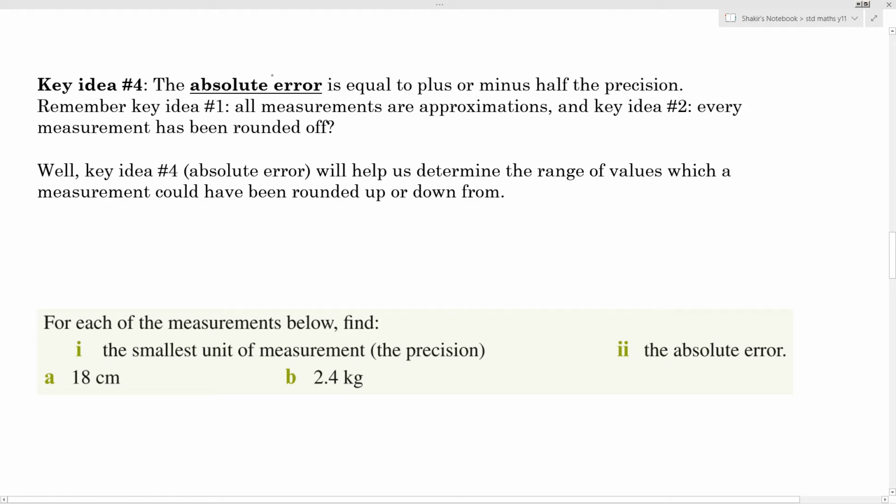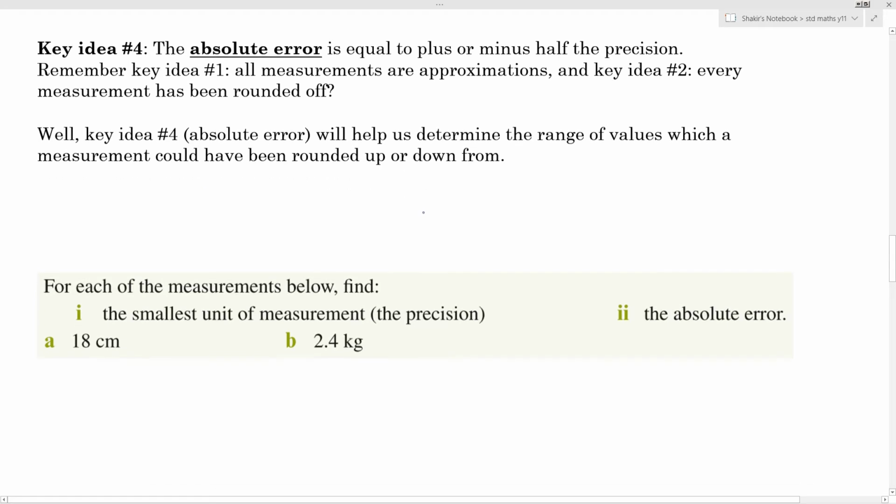So this absolute error will help us determine the range of values which a measurement could have been rounded up or down from. So let's have a look at some questions. If you had a measurement of 18 centimeters, what is the precision? What is the smallest unit of this measurement? The smallest unit that is measured. Now it has something to do with place value. This is ones. That is tens. This is tenths. And so the smallest unit over here is going to be the ones. So it's going to be 1 centimeter.